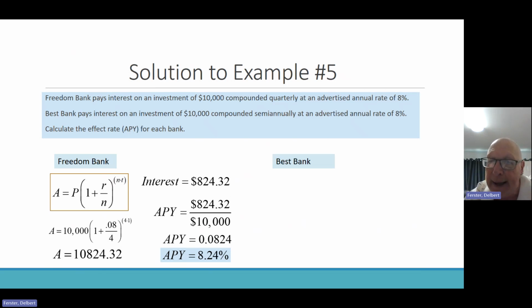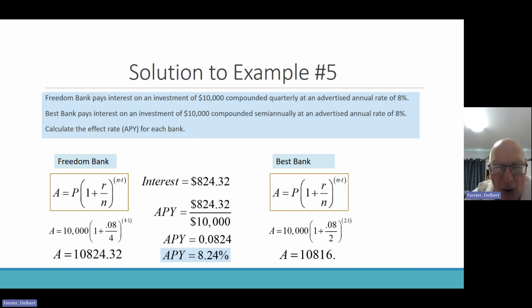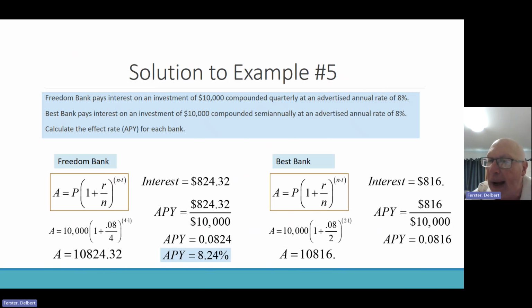To compare Best Bank, the only difference is how often they're compounding. They're semi-annually, so N is 2. Again, not a whole lot, straight out calculator run. So your 10,000 became 10,816. Your interest is 816, and your APY is interest over initial investment. So your APY at Best Bank is a little less, 8.16%. So over the long haul, we're earning a bit more interest as time goes by, having had more compoundings per year.